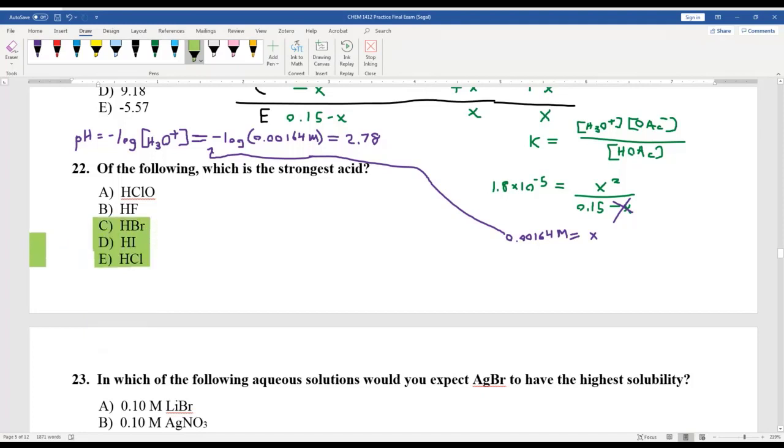Here are my strong acids. HF is a weak acid, HClO is a weak acid, and that you should just know from memory. However, between these 3 strong acids, there is one that is stronger than the others. Turns out there are 2 factors that determine the strength of an acid. One is electronegativity, and the other is polarizability. The more electronegative the atom bonded to the hydrogen is, the stronger the acid, and the more polarizable it is, the stronger the acid.